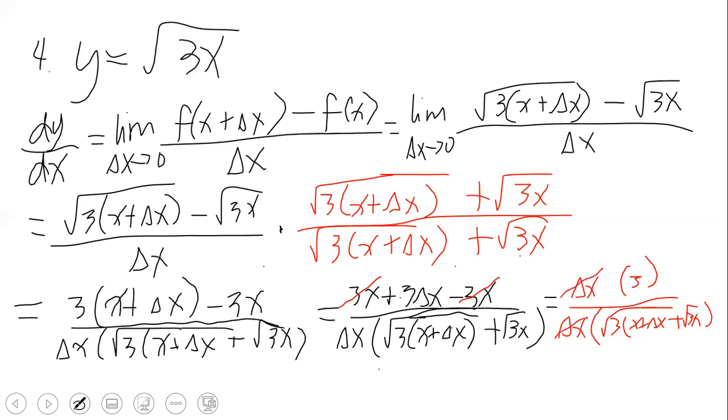So, cancel out, cancel out. So, ang matitira is 3 over, so, 3 over square root of yung distributive term na 3x plus 3 delta x, tapos, yung plus square root of 3x. Yan.